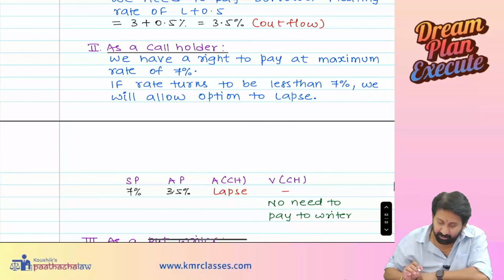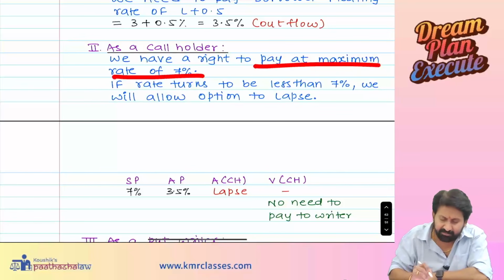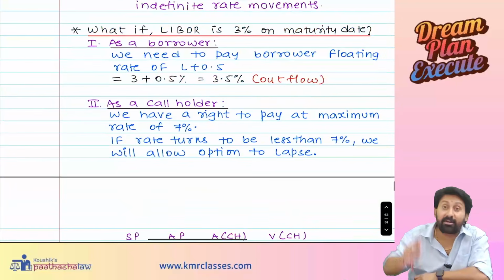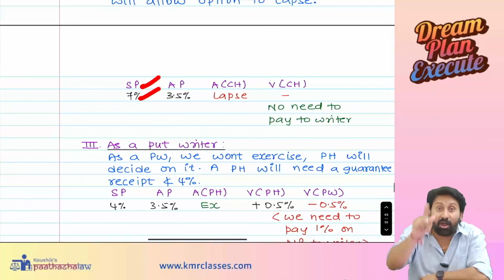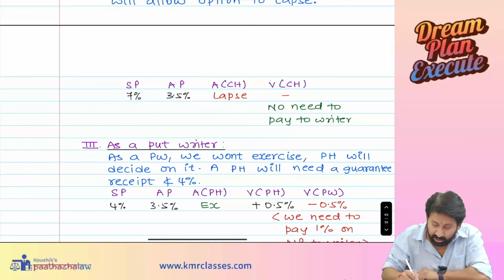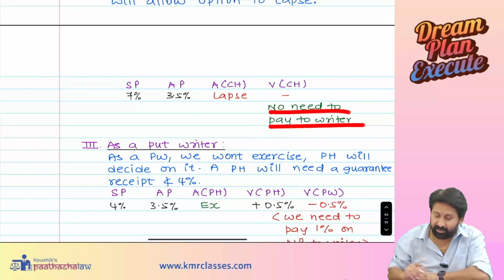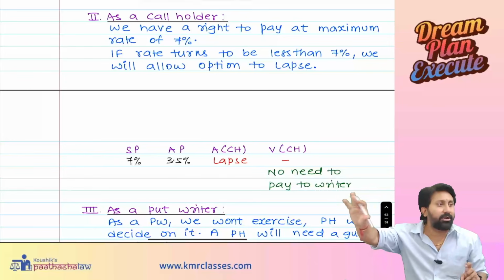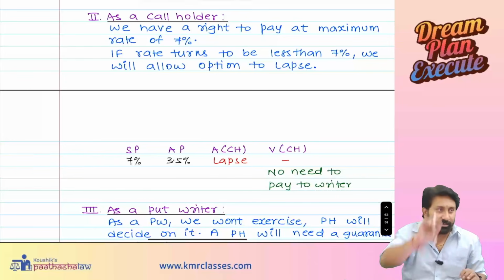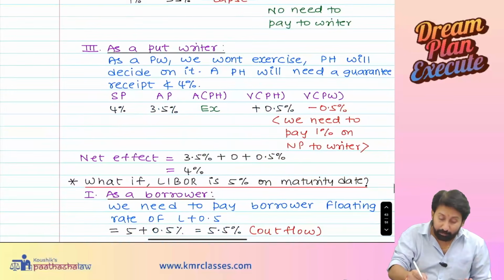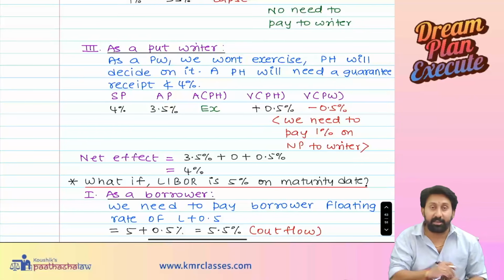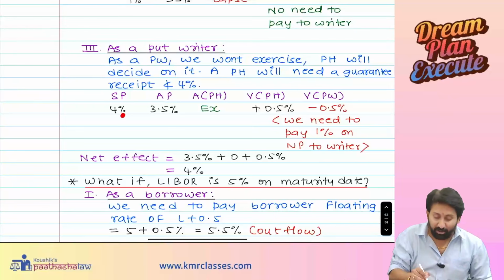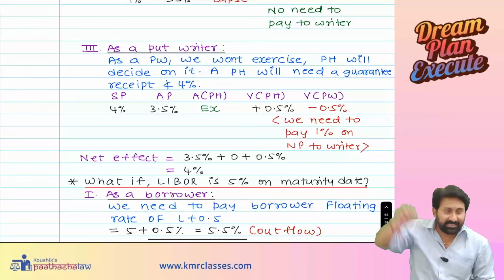As a call holder, what will you do? As a call holder, we have a right to pay at a maximum rate of 7. LIBOR means the actual price. So SP, you locked at 7. AP, 3.5. You will lapse. No need to pay to the writer. Value is 0. No profit, no gain. As a put writer, SP 4, AP 3.5. What you have to understand here? SP 4, AP 3.5, the put holder will exercise.